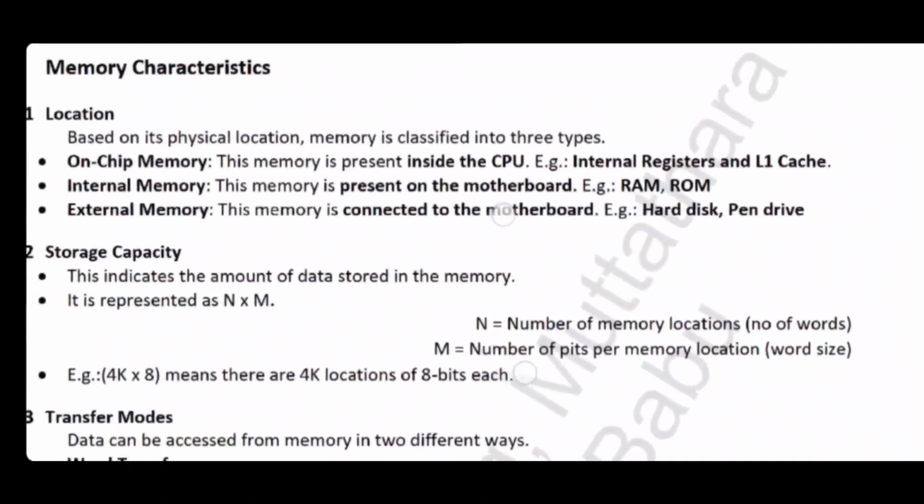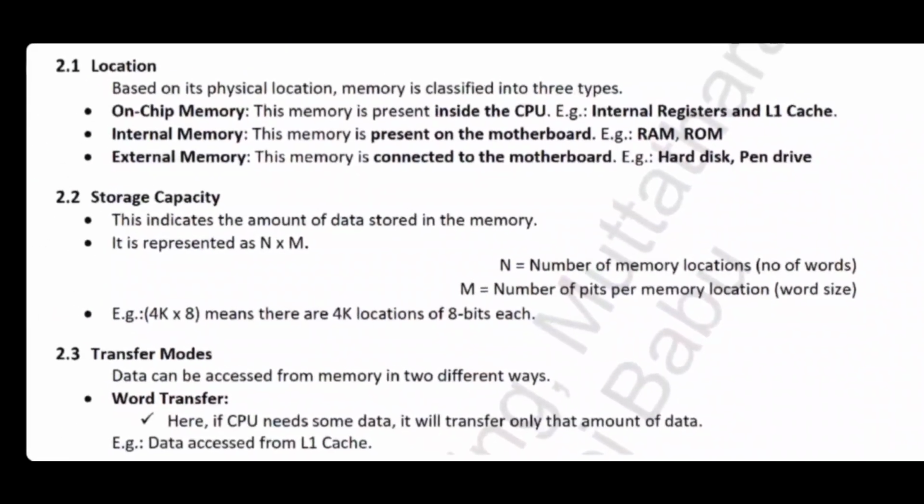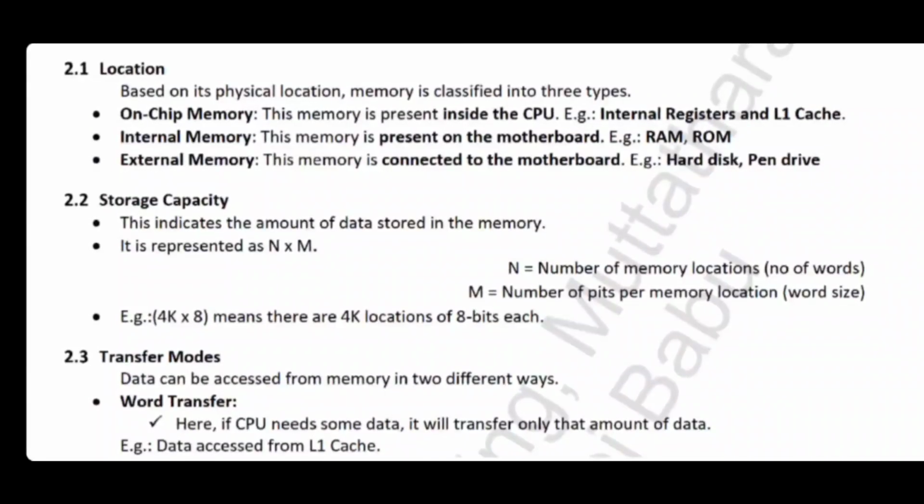This indicates the amount of data stored in the memory. From the name itself it is clear what storage capacity is: it indicates the amount of data that is stored in the memory. This is represented as N by M, N into M or N by M. That is, a memory can be expressed as N by M.